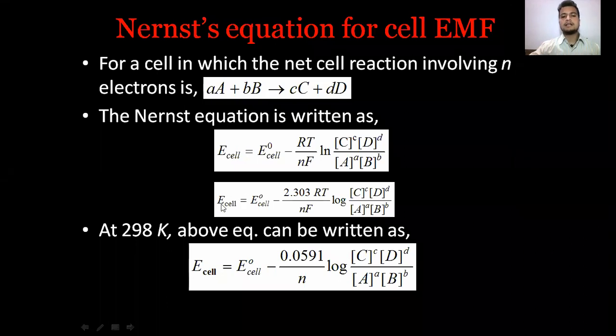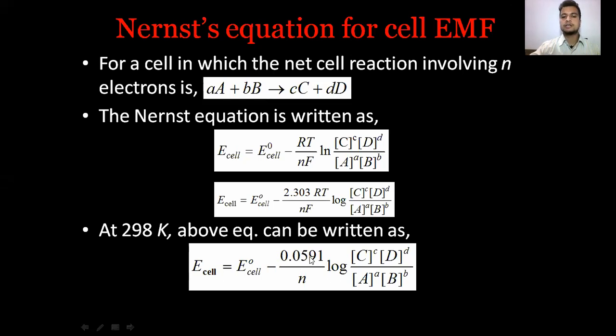Now, what we can write is E cell equals E naught cell minus, again, that ln we can convert to log by multiplying by 2.303 RT/nF log, and the expression remains the same: [C]^c [D]^d by [A]^a [B]^b. Now the same expression we can write at 298 Kelvin. If the temperature is 298, we can put in the value of R, the value of F, and 2.303, multiply and divide by 96,500, and again you will get 0.0591.